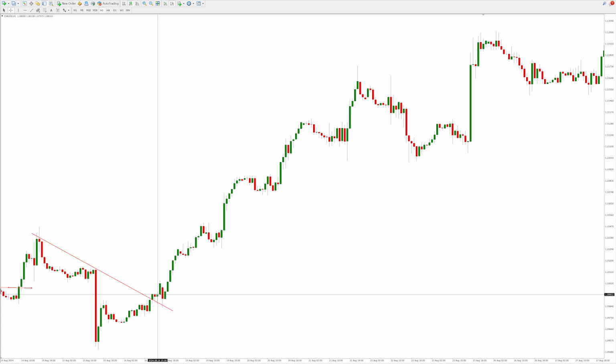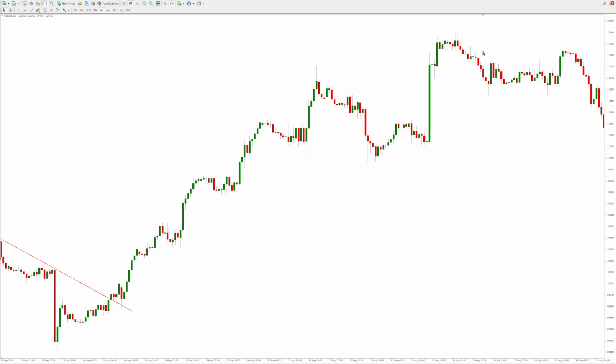Okay, so you enter on this pin bar, stop loss below there, and then as price moves up to around this area, stop loss can be moved to here. As price moves up to this area, stop loss below here, and so on and so forth. Okay, stop loss here, price moves up.